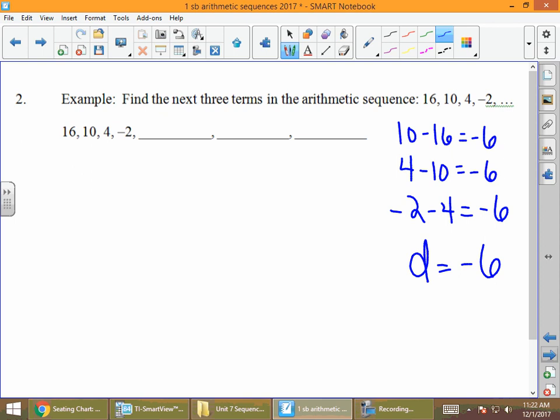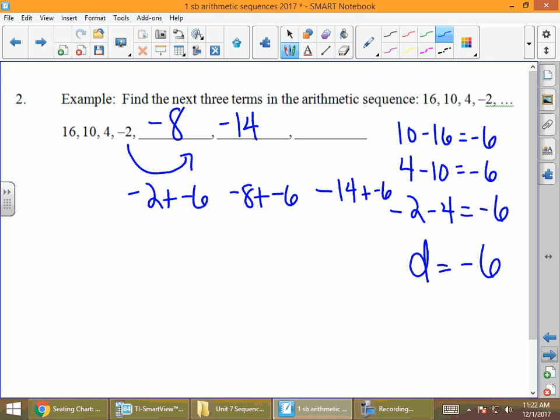What we want to do is find the next 3 terms. Once again, as we go to the right, we're going to add. This is negative 2 plus negative 6, which gives us negative 8. Negative 8 plus negative 6 gives us negative 14. Next term, negative 14 plus negative 6 is negative 20.